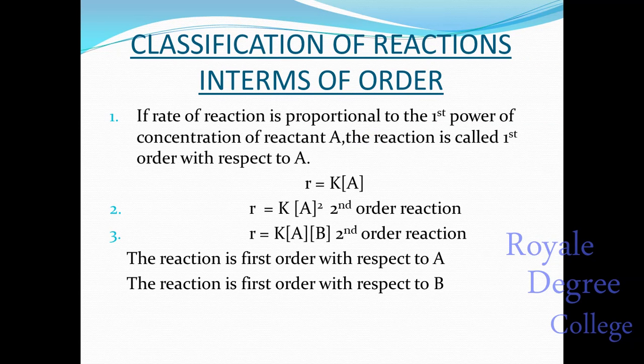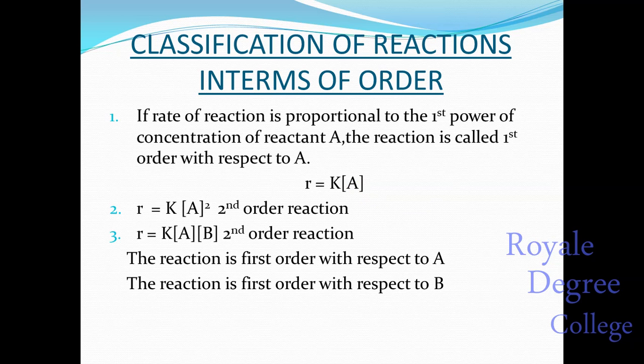Now we'll see the classification of reactions in terms of order. If the rate of reaction is proportional to the first power of concentration of reactant A, the reaction is called first order with respect to A. Here you can see the reaction: R equals K times molar concentration of A. The next is R equals K times molar concentration of A to the power 2. Here the power 2 is there, isn't it? So that's why the order of the reaction is second. That is a second order reaction.